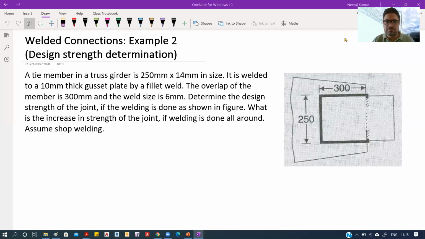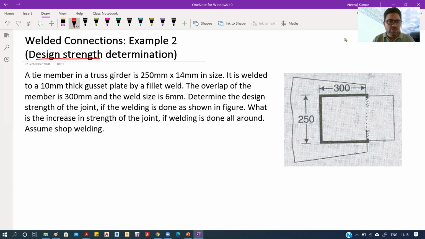Hello. In this problem, we will solve the second example. In the second example, we have to find out the design strength. We need to determine the design strength. So first we will read the problem, then we will try to understand it, and then we will solve it.